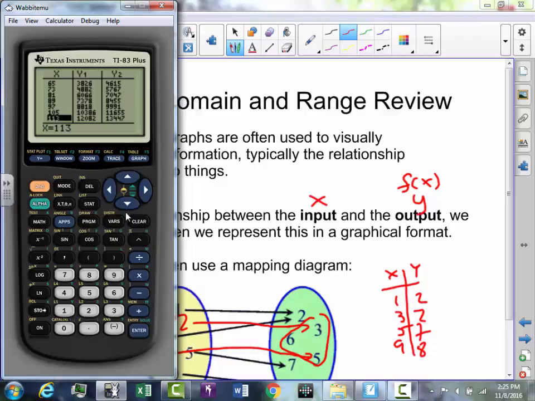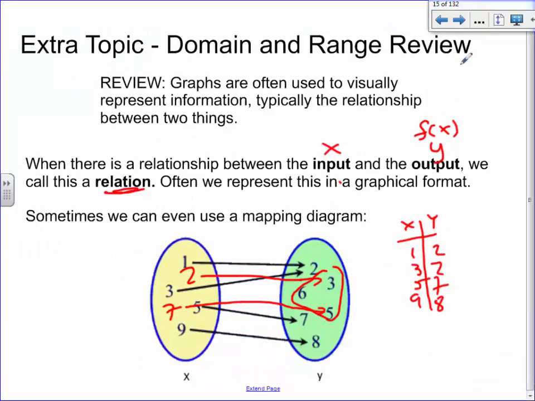What's up there? It's like 2 Y's. Oh, because I have multiple equations sitting there. Does that make sense? All right, back to this stuff.